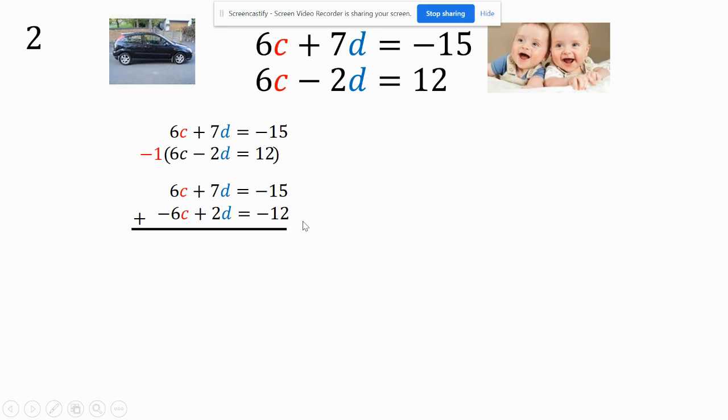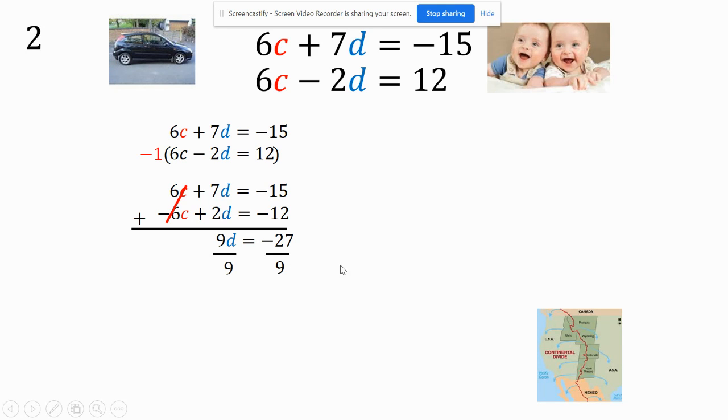And the reason I like this is because now I can just add these, because the 6c's are going to cancel, which would have happened if I'd have done a subtraction up here. But then people go, oh, 7, negative 2, and put 5 when it's really 7 minus negative 2. Or because I flipped the signs with the negative 1 and added it, it's 7 plus 2. So I get 9d. And I have the negative 15 plus negative 12 instead of negative 15 minus 12. Either way, you get negative 27.